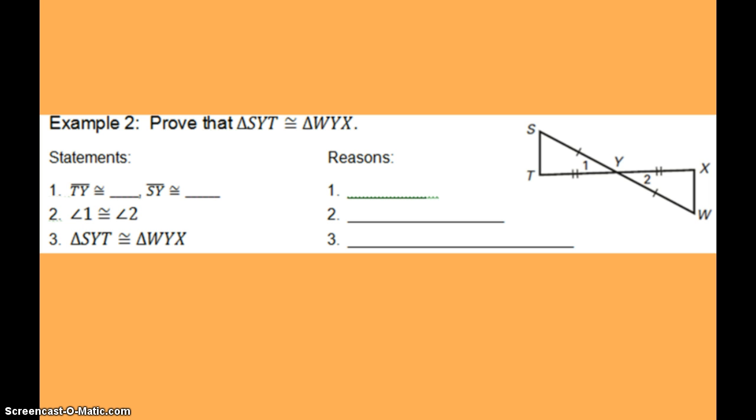Alright, so let's work on this. Okay, we know that TY is congruent to what? XY. Okay, TY, XY. And then SY is congruent to WY. And the reason for that is it's given in the picture. And we know that angle 1 is congruent to angle 2 by the vertical angle theorem.